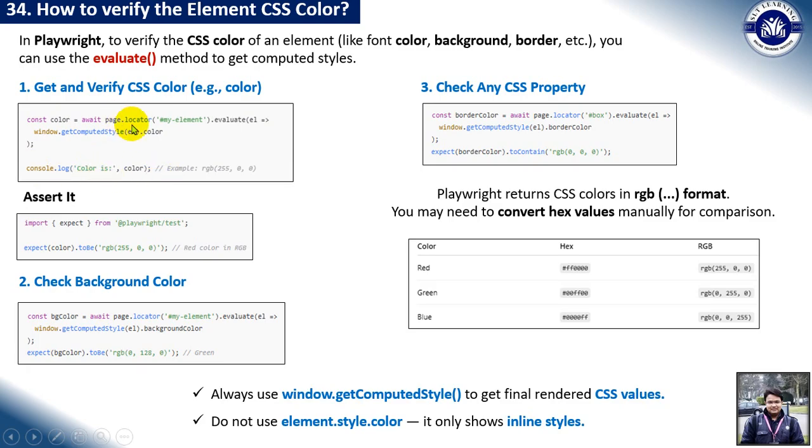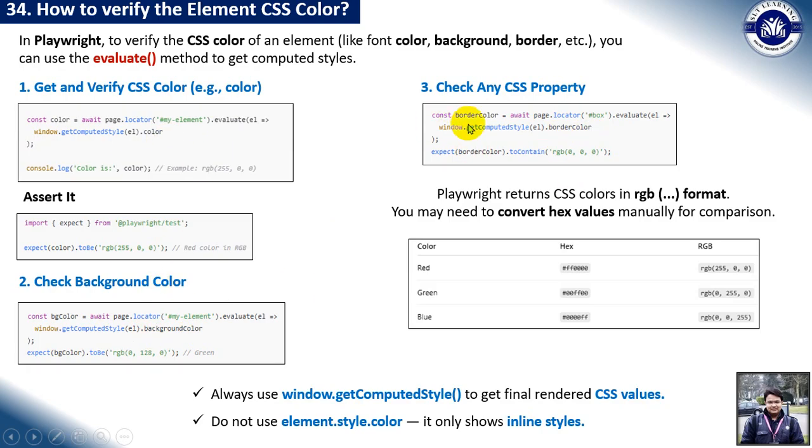So this will print the color of this particular element by using this command, get computed style, evaluate, and then dot color. Okay, so this is the command you need to use: window dot getComputedStyle(element) dot color. Now if you want the border color, then dot borderColor, and then dot background. So these are the three things: color, background, and border color.